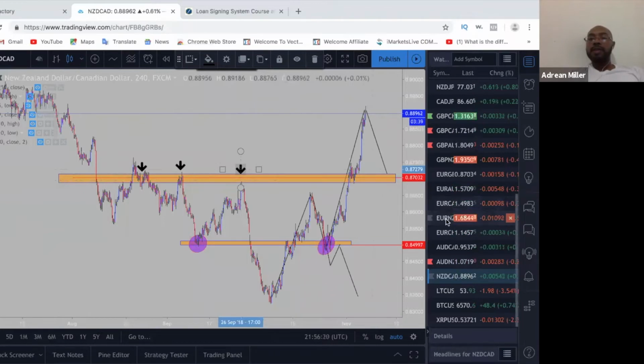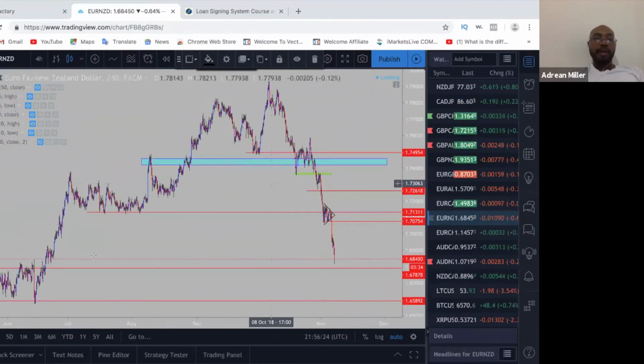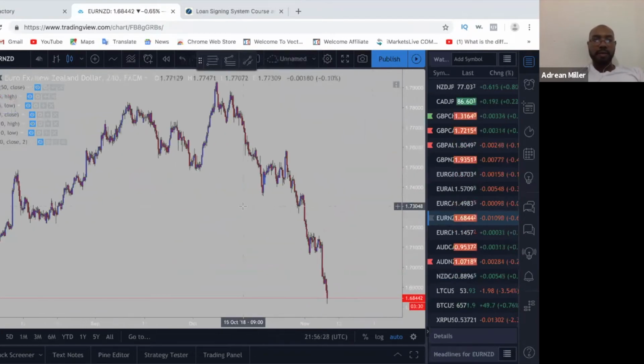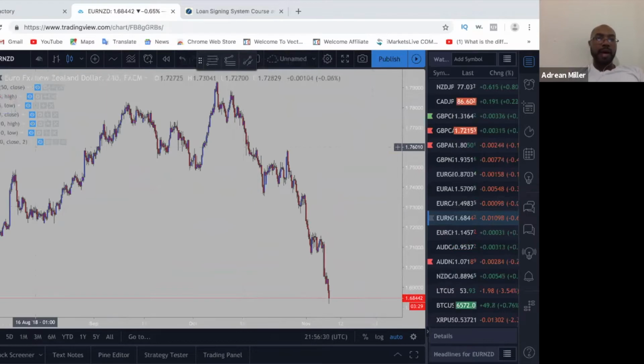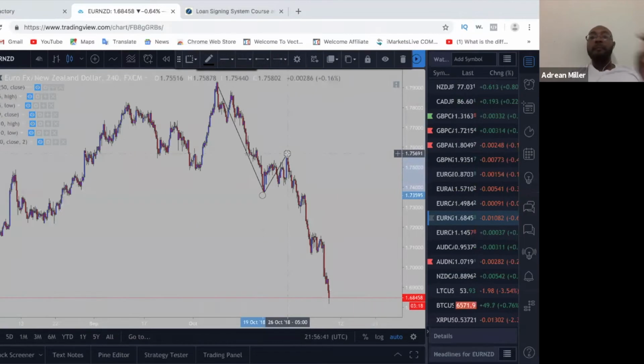All right, let's look at another pair. Same thing with this pair. Let me get rid of all this. We had impulsive move to the downside. Look at this. Impulse move. Correction. I want y'all to notate this. Money is always made at the retest.